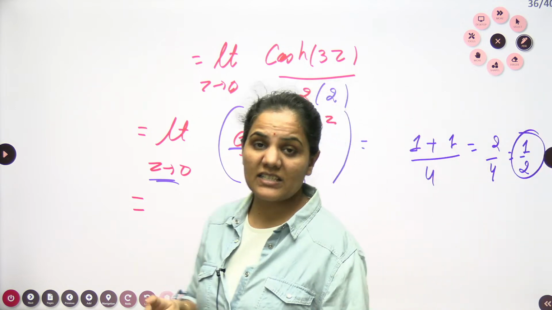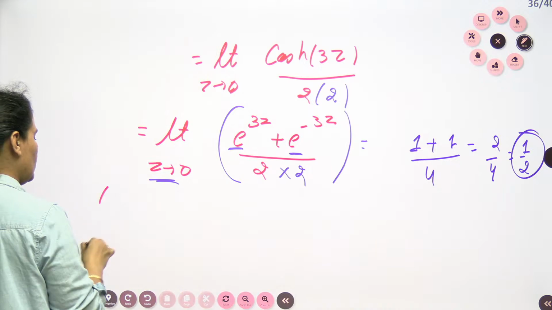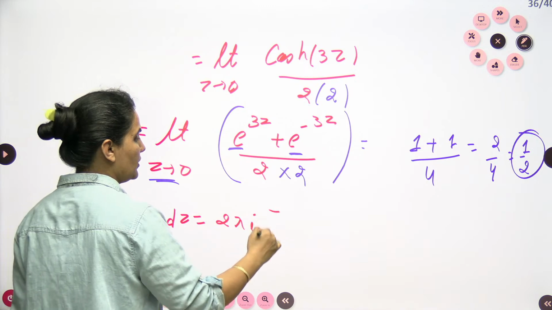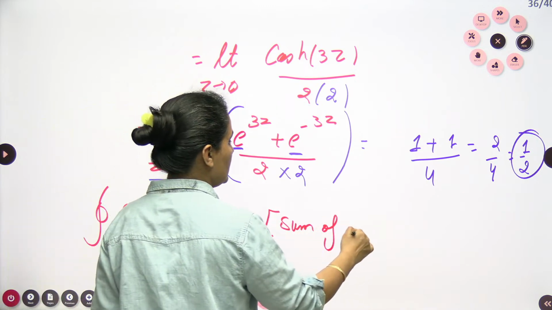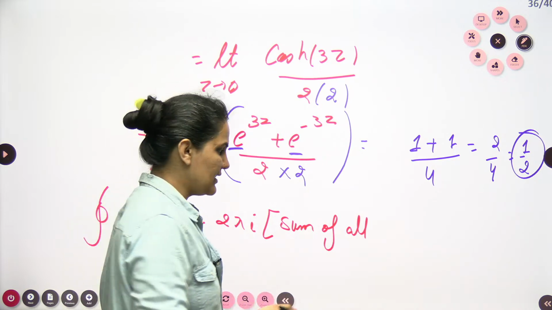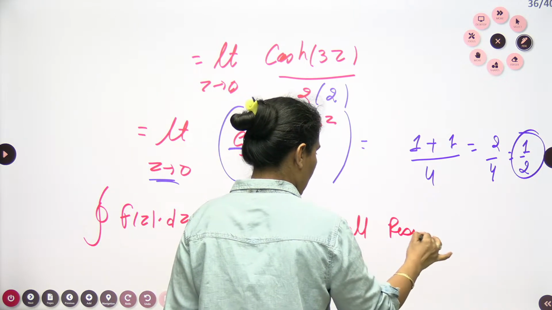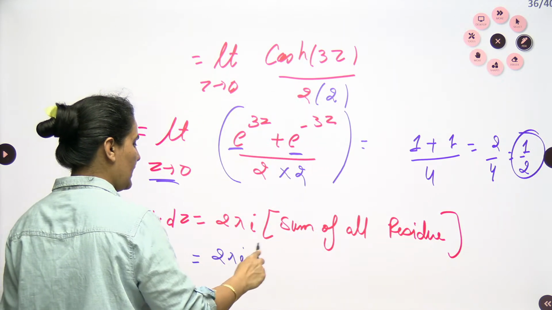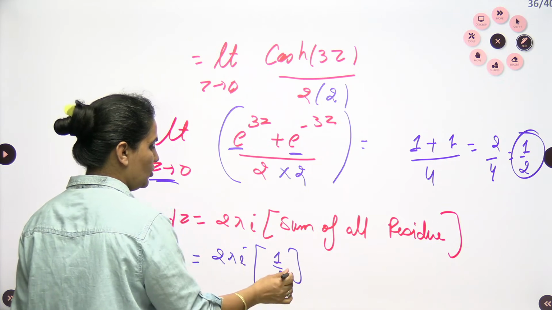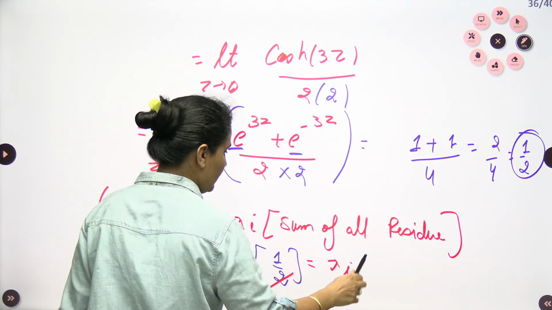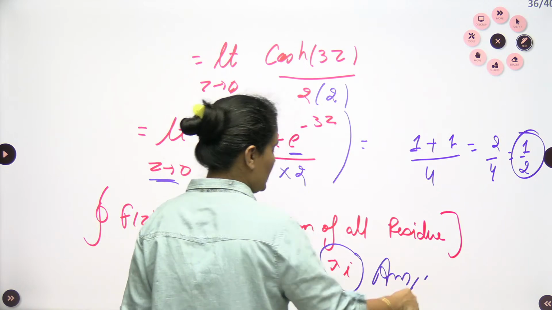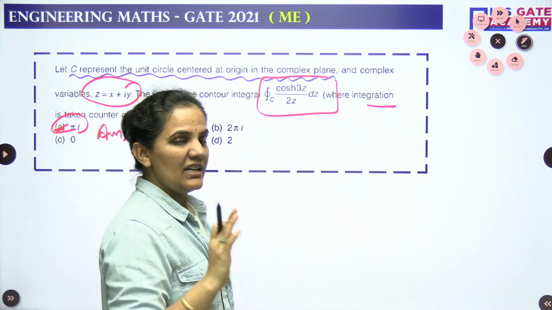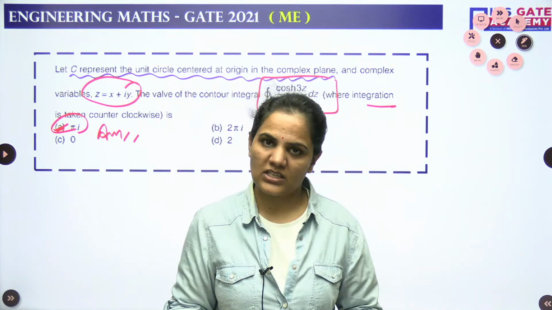As I am using here the residue theorem, according to the residue theorem, the integration of f(z) dz is equal to 2 pi iota into the sum of all the residues which are lying inside. Here we are having only one residue, which is 1 by 2. So 2 pi iota multiplied by 1 by 2, 2 and 2 will be gone. Your result will be pi iota. In this case, your final answer will be pi iota, which we can see in option A. Very easily, very simply we can approach this question.